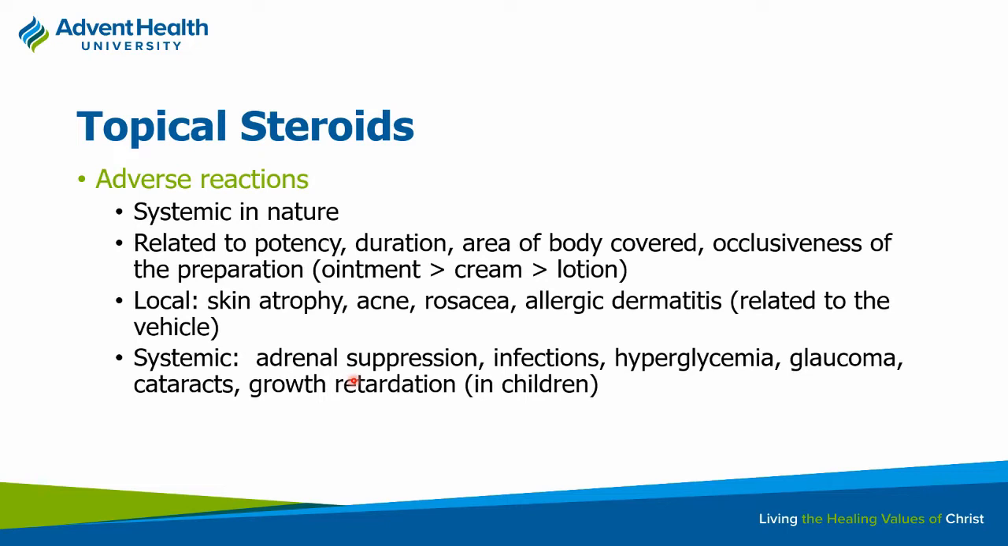So again, a bigger problem if you have really high potency agents, if you're using them for a long time, those are where you're going to see more of those problems there. But certainly infections are a risk because of the immunosuppressant sort of effects that corticosteroids have, hyperglycemia, worsened glaucoma, you can see growth stunting in kids potentially. So again, these are why we want to use lower potency, kind of wimpier steroids if you can, because you're less likely to see those systemic effects.